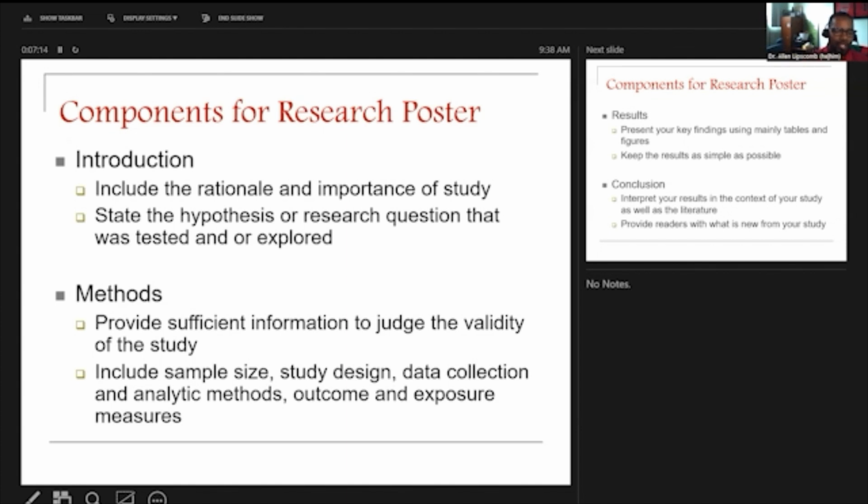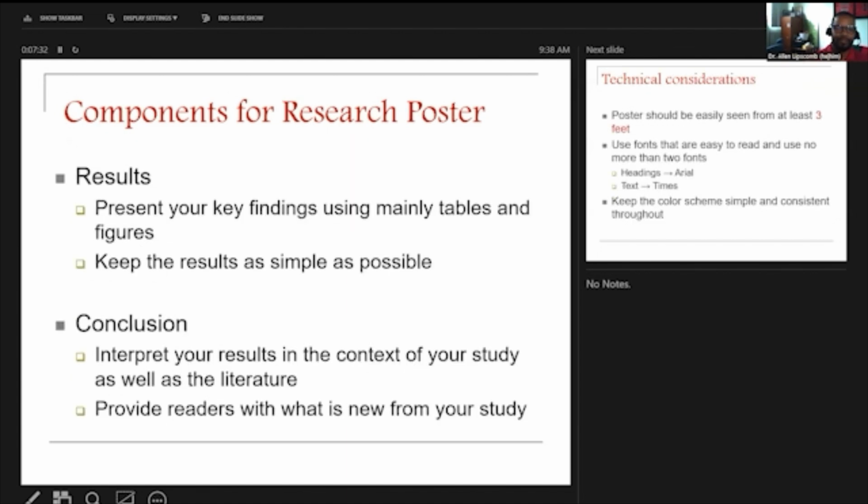You also want to include the sample size, the study design, data collection, and also your analytic method, right? You also want to include the outcome and or exposure measures that you utilized. You want to have your results. Present only the key finding using mainly tables and figures.